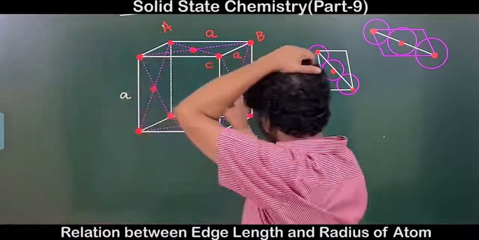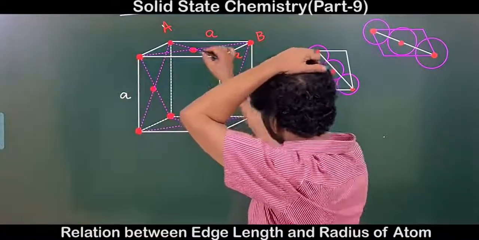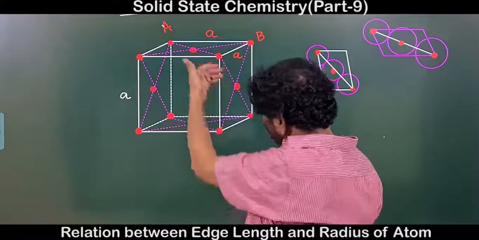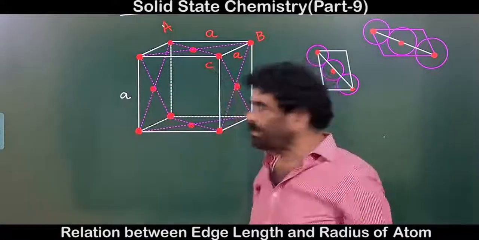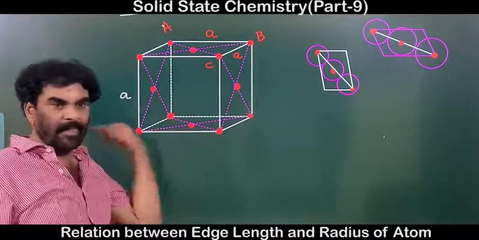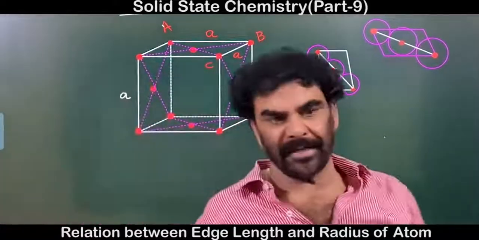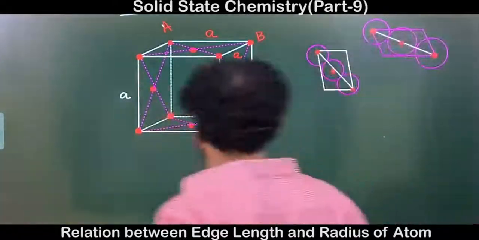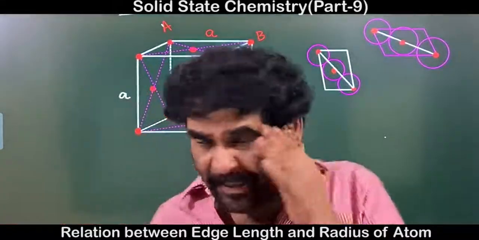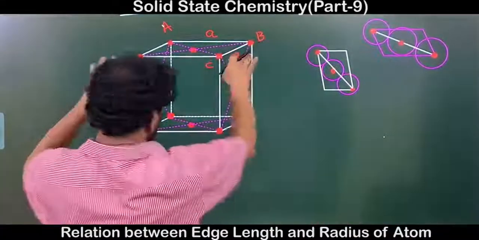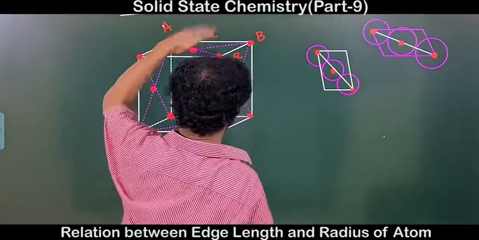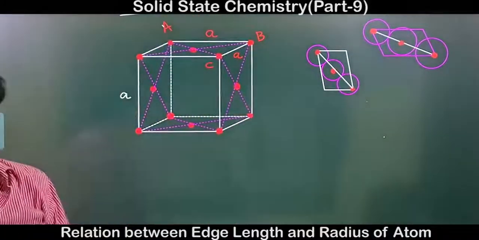This is the face center of the back face, but it is not denoted to avoid confusion. This is the front face, and it will have its own face center. So 6 faces, 6 face centers. First we should know, in each plane, how many atoms are there? 4 at the corners, 1 at the face center.